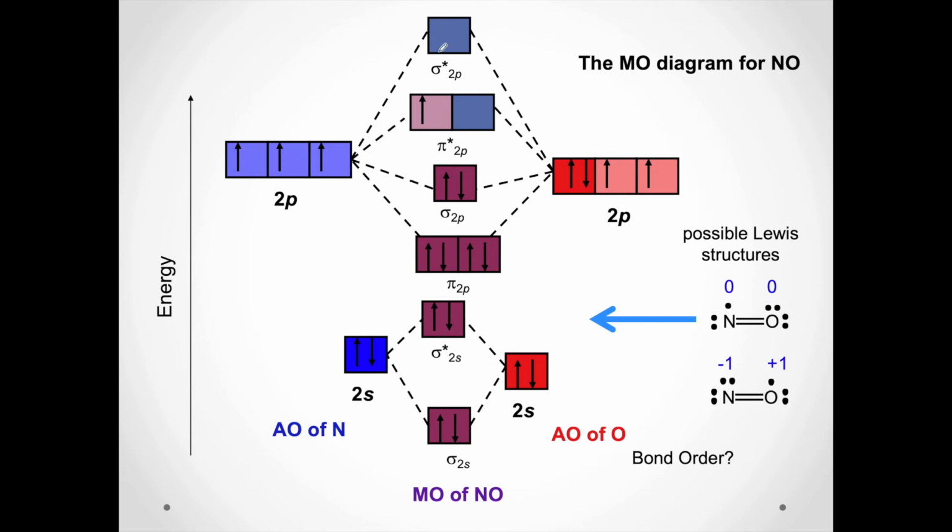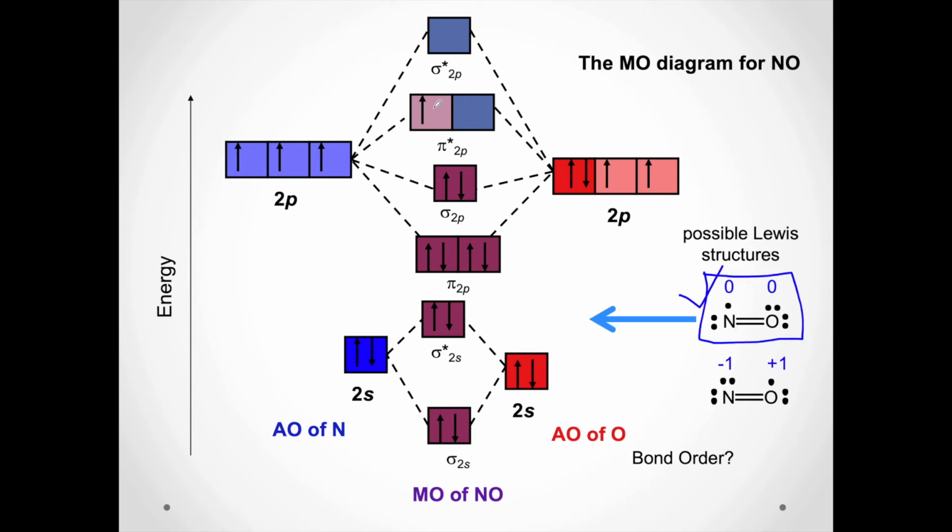From the molecular orbital diagram, you can determine the possible Lewis structure, the correct Lewis structure. As you can see, we have the possible Lewis structures here. If you compare this one and this one, this is better. Why? Because we need to find the formal charge, the lowest possible. So this is the answer.